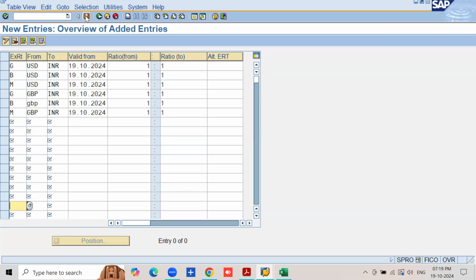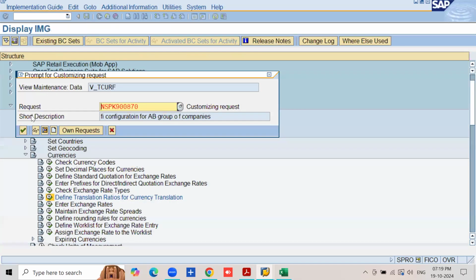Yes, sir. So it's just a one-time activity, or do we need to do it every time? It's a one-time activity. See, configuration settings are always one-time activity.